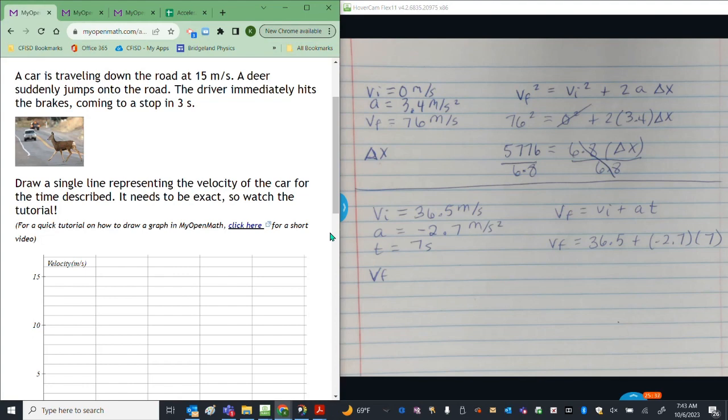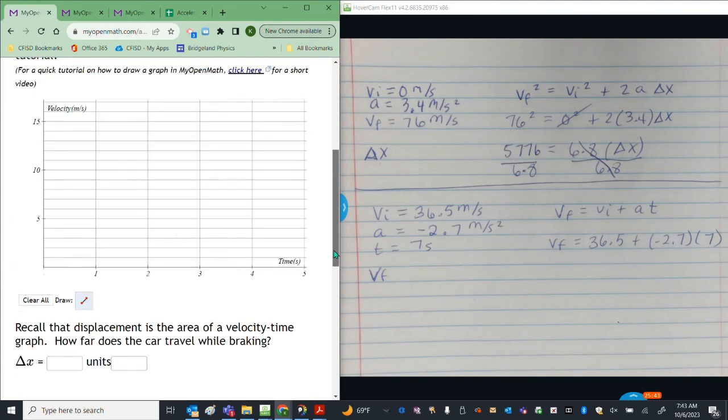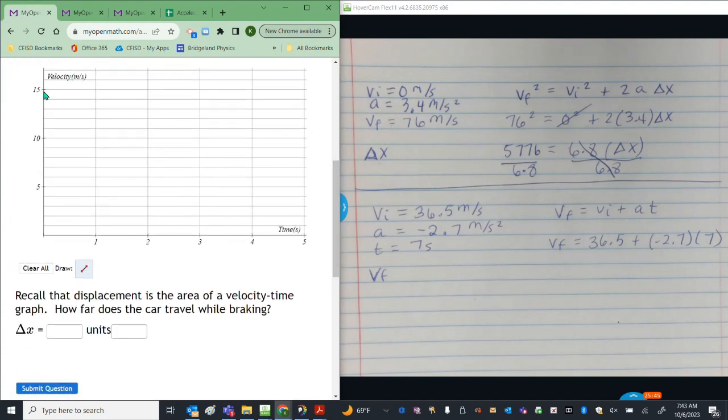There's a video. All right, so 15 meters per second in 3 seconds. This is a velocity time graph. I know I start with the velocity, and I didn't put that in the exact right spot, but I'll move it in a second. I know I start at 15, and I know it takes me 3 seconds to stop. So I know that I end down there.